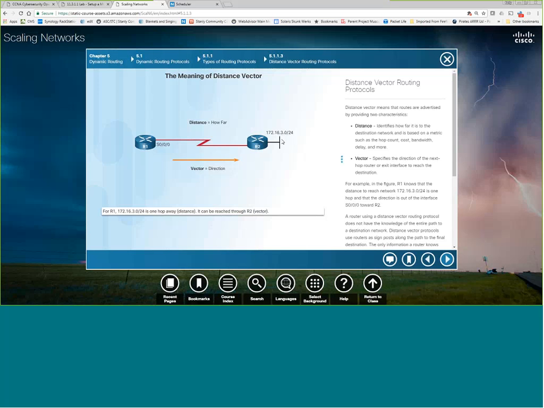RIP has a metric of hop count. OSPF has a metric of cost. EIGRP uses a metric of bandwidth plus the sum of the delays in the path. So that's what a metric is.